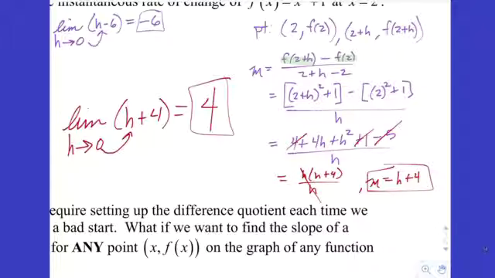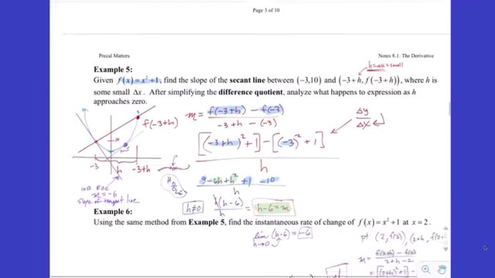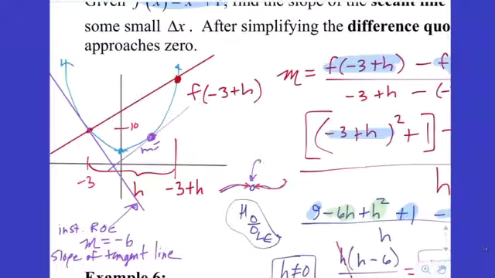Guess what the slope of the tangent line is at 2. You don't have to guess. It's 4. And that's right in the wheelhouse of where we thought it would be, right? We knew it was going to be some positive number less than 6. So that's the instantaneous rate of change there.